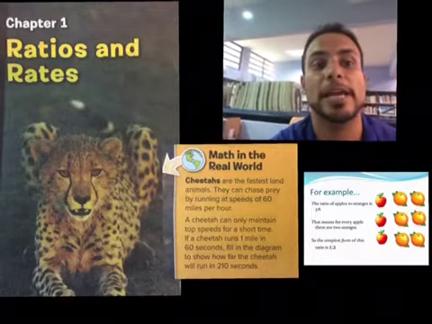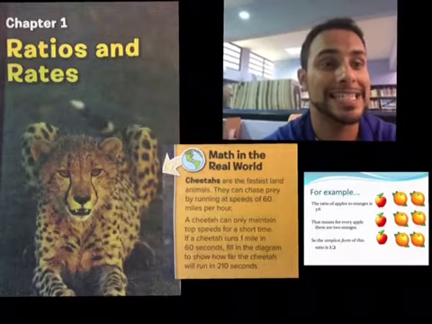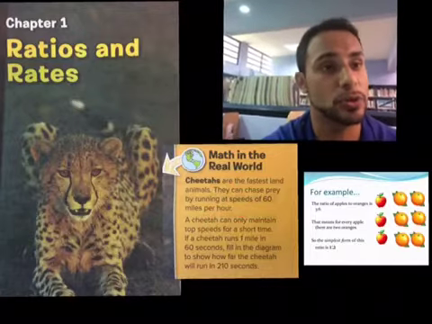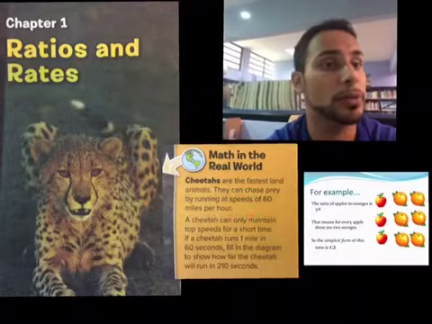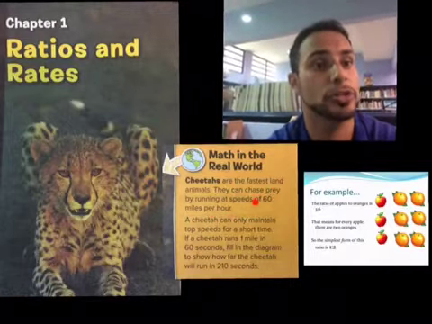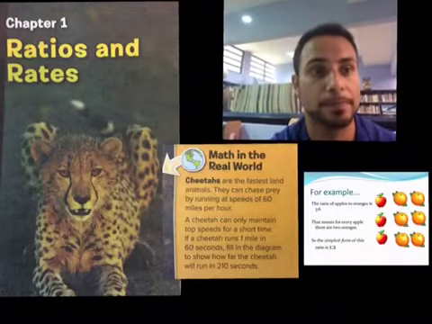They can chase prey by running at speeds of 60 miles per hour. 60 miles per hour. That is a ratio. They can go 60 miles in 1 hour. You see, we're comparing two variables. We're comparing distance and time. So the 60 would go on the top and the hour would go on the bottom.